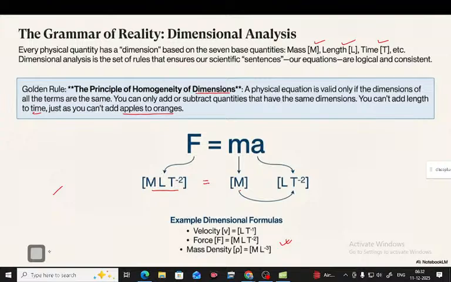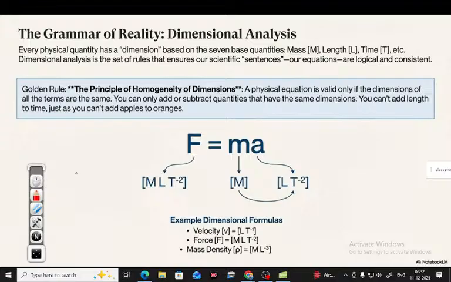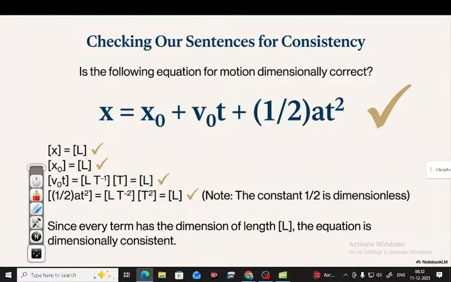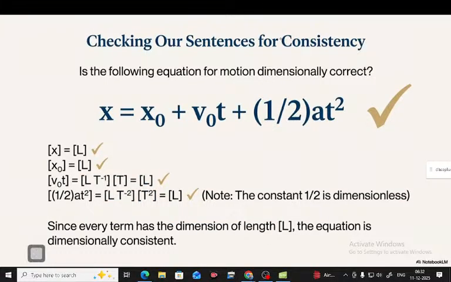Besides that, we'll go to the next section, checking our sentences for consistency. Is the following equation of motion dimensionally correct? We can check it also. x equal to x0 plus v0 t plus half a t square. You know this is the equation of motion.